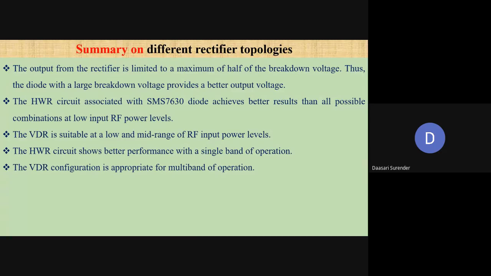And this is a summary. A single diode rectifier circuit with the SMS7630 diode achieves better results than all possible combinations at low input power levels. And a voltage doubler rectifier is the most suitable configuration for low as well as mid range RF input power levels.